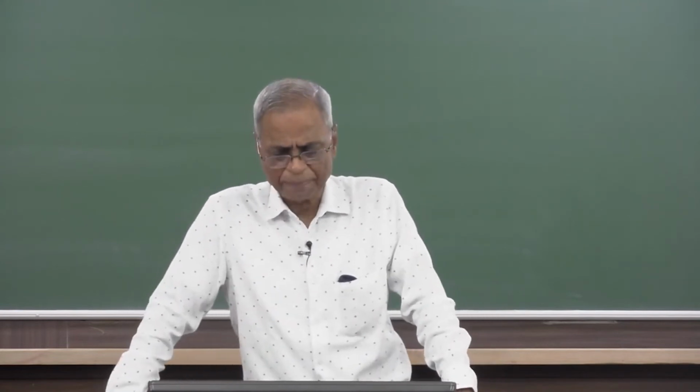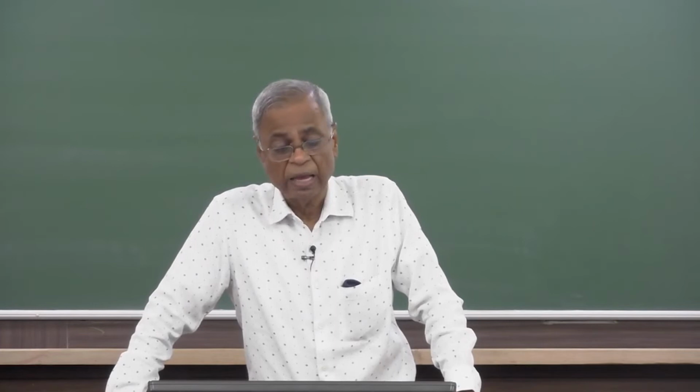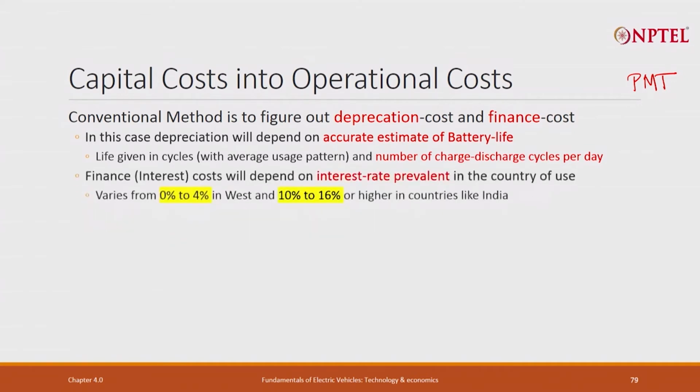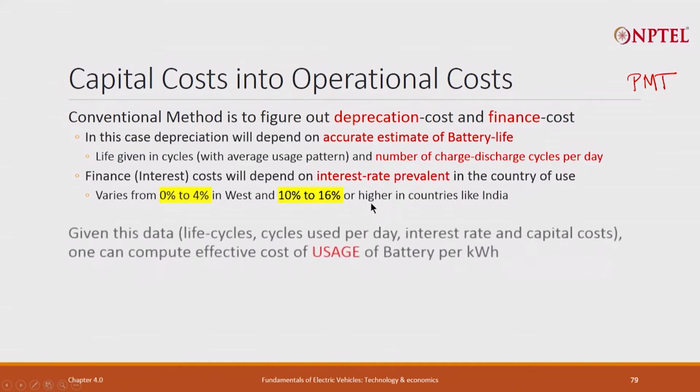In this case, depreciation will depend on an accurate estimate of the life of the battery, and life is given in terms of the number of discharge cycles, and as we have often pointed out, that depends on a number of parameters. So we have to have a good estimate. It depends on the rate of charging, it depends on the temperature, etc. Then we have to take the finance cost into account. I have taken it all the way to 10 to 16%, because very often you even land up paying 16% interest, and this is important.